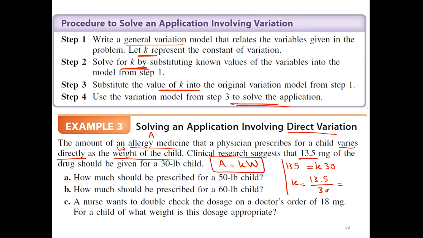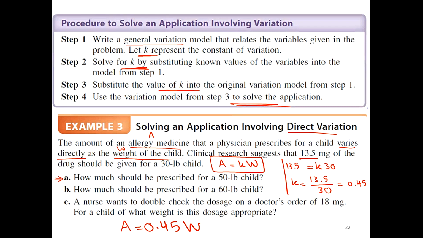By calculator we can find 13.5 divided by 30 equals 0.45. Okay, this is the constant. So we can conclude the formula: A equals K, what's the value of K? 0.45 W. This is the formula. Now, what's the first question?